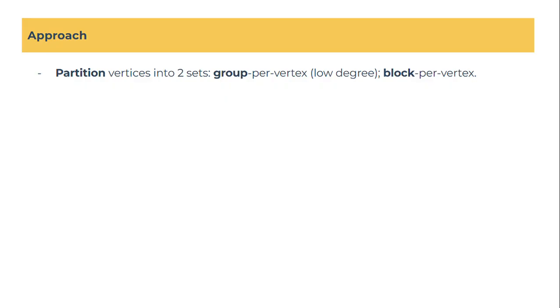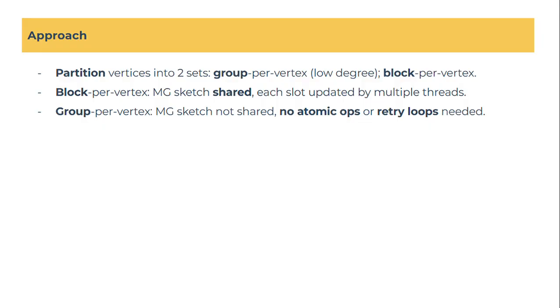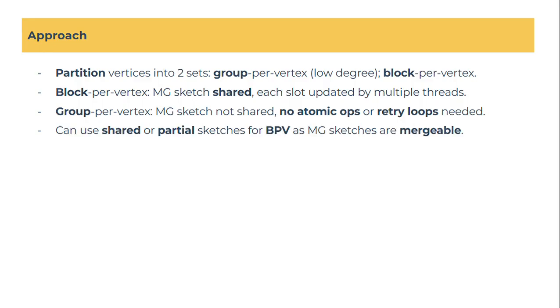We can then partition the vertices in the graph into two sets. Low degree vertices are processed using a group per vertex approach, cooperative group per vertex, and high degree vertices using a thread block per vertex approach. In the block per vertex approach, the Misra-Gries sketch is shared between multiple threads or multiple cooperative groups, and therefore each slot is updated by multiple threads. In the group per vertex approach, the sketch is not shared, and therefore no atomic operations or retry loops are needed.